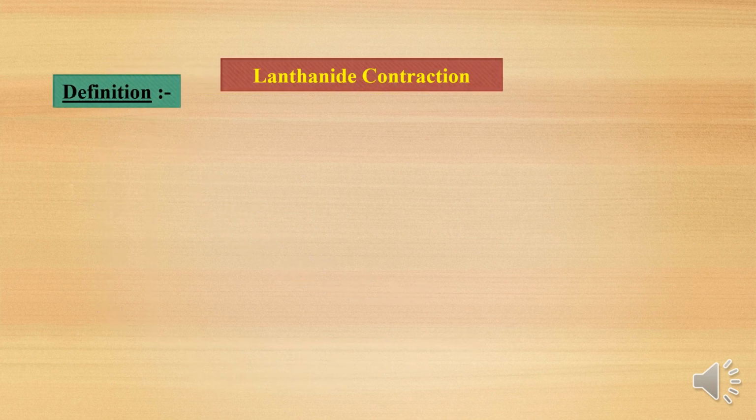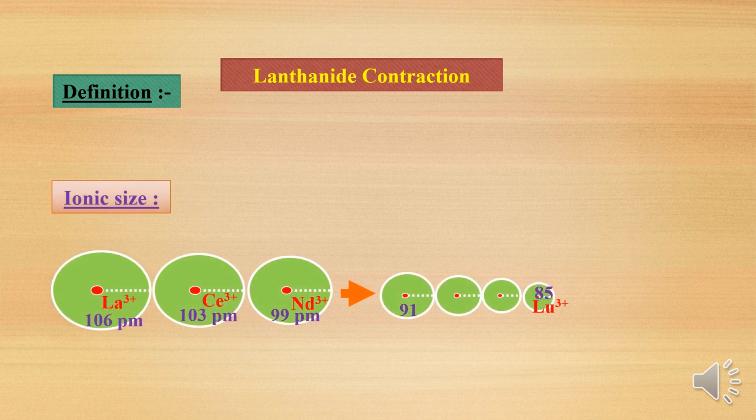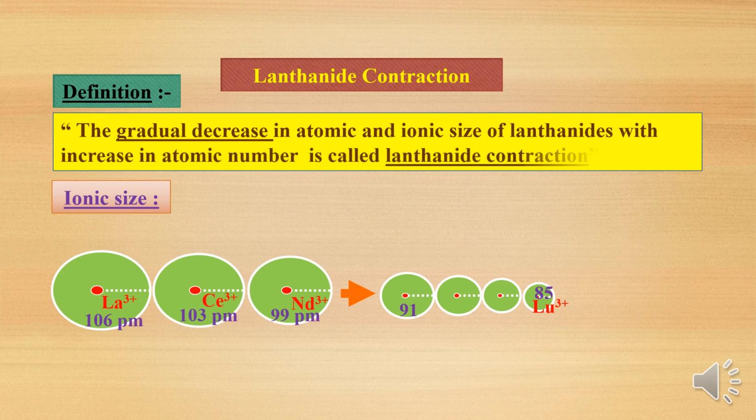Now, lanthanide contraction means, remember students, the gradual decrease in atomic and ionic size of lanthanides with increase in atomic number is called lanthanide contraction. You can see the ionic size is also decreasing across the period, for the plus 3 common oxidation state ions. 106 picometer to 85 picometer, it goes on decreasing.